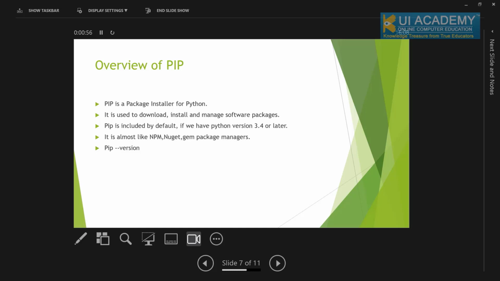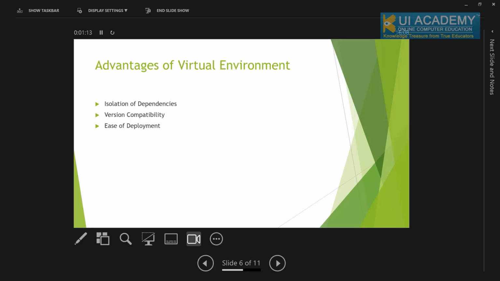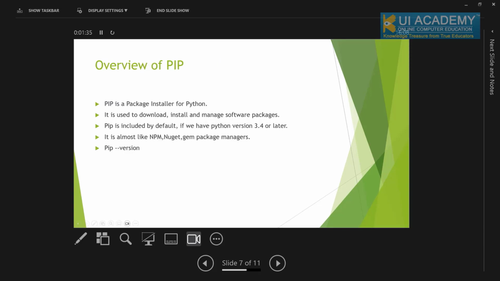In fact, I have shown you where pip.exe exists on my main system as well as inside the virtual environment's Scripts folder. Now, pip is purely a package manager for Python. In .NET, we have the NuGet package manager, for JavaScript frameworks we have the Node package manager, and for Ruby on Rails we have the Gem package manager. So similarly, like NPM, NuGet, or Gem, we have pip for Python. We will be installing Django in the next lecture with the help of pip.